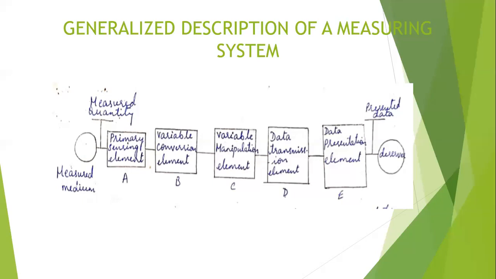For this question, write the explanation for the primary sensing element, variable conversion element, variable manipulation element, data transmission element, and data presentation element. So write this block diagram and explain in your own sentences. Mark it, very, very important. This time you have this question in the exam as well as in the test.